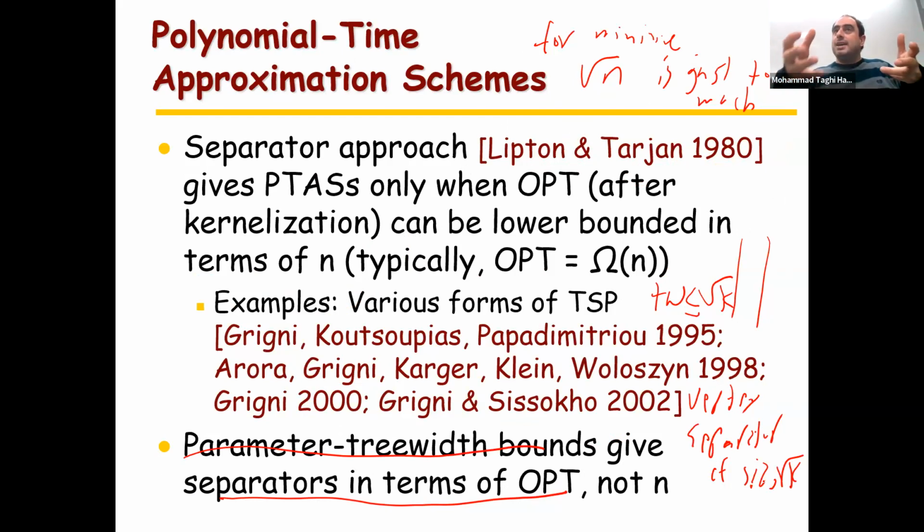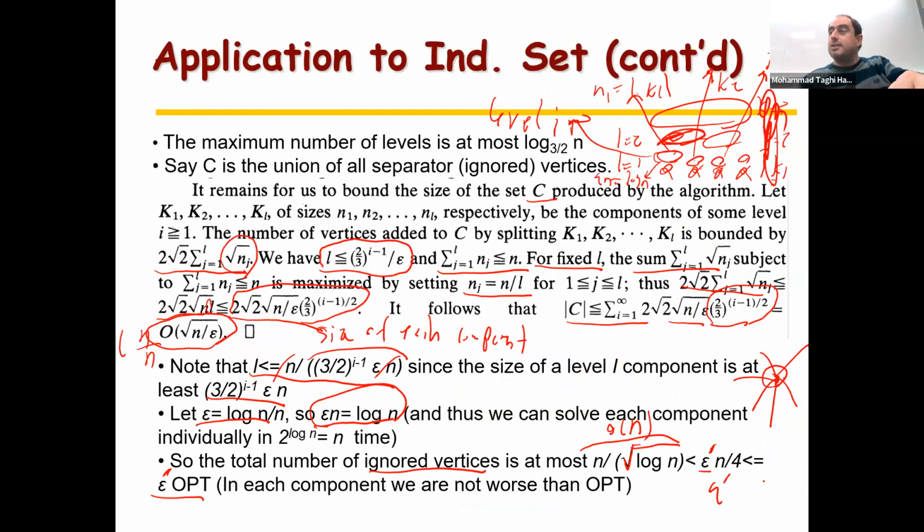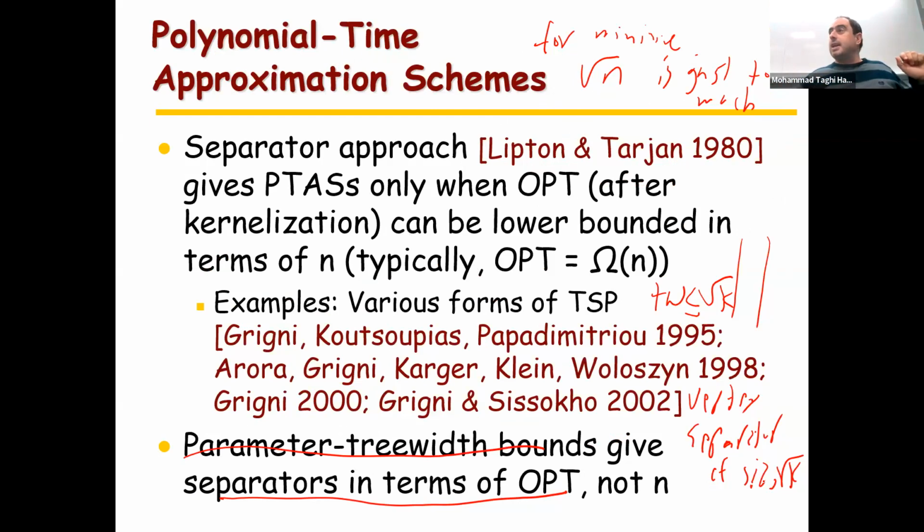Square root of n is too large compared to k. But square root of k is not large compared to k. So I can afford to ignore all these separators now. Because before, the theorem was not strong enough. It was talking about square root of n. Now it's saying that if the size of the solution is k, then the size of the separators is square root of k. So the same equation that I have written here in terms of n, now I can write it in terms of k. That was one thing that helps.